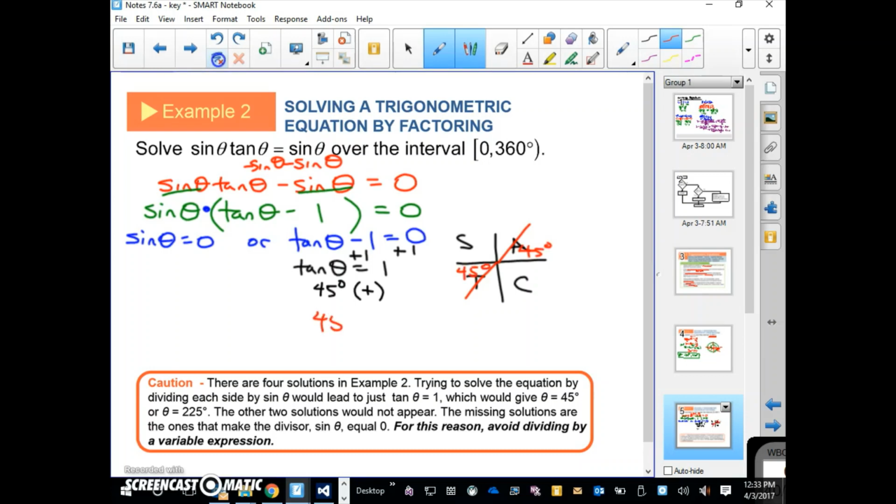Well, first quadrant, it just is what it is. You've got 45 degrees. That third quadrant is 45 degrees past 180. Add them together, that's 225. So we've got two answers there. We have two answers there, 45 degrees and 225. Now let's go back and do sine theta equals 0.